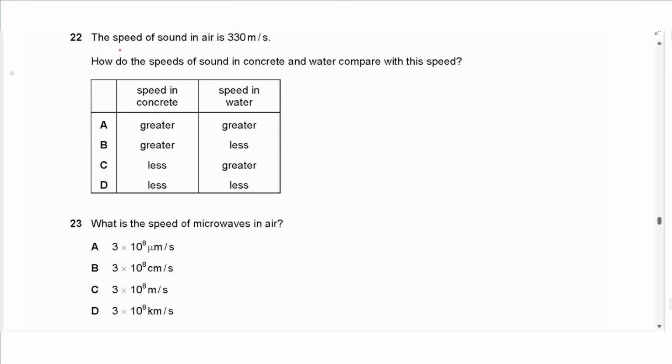Question 22 says the speed of sound in air is 330 meters per second. How do the speeds of sound in concrete, which is a solid, and water, which is a liquid, compare with this speed? They are both greater. Sound in liquid is faster than in gas, and in solids faster than in liquids and gas, so both greater, so the answer is A.